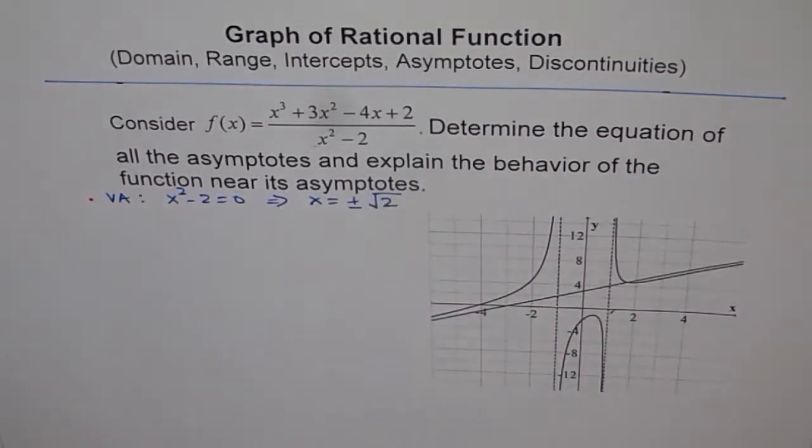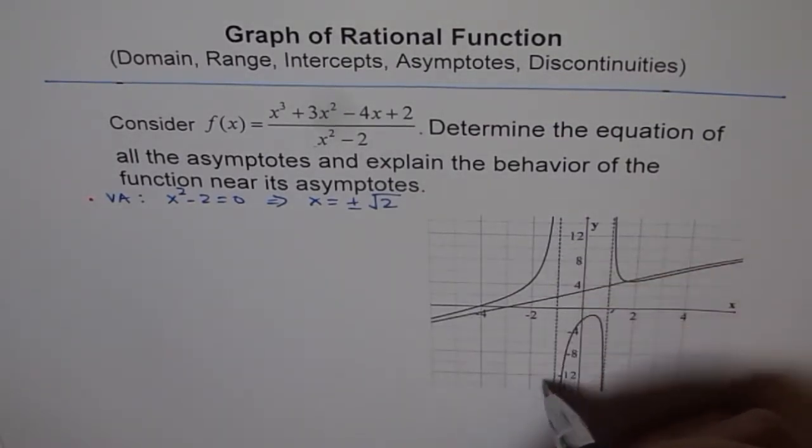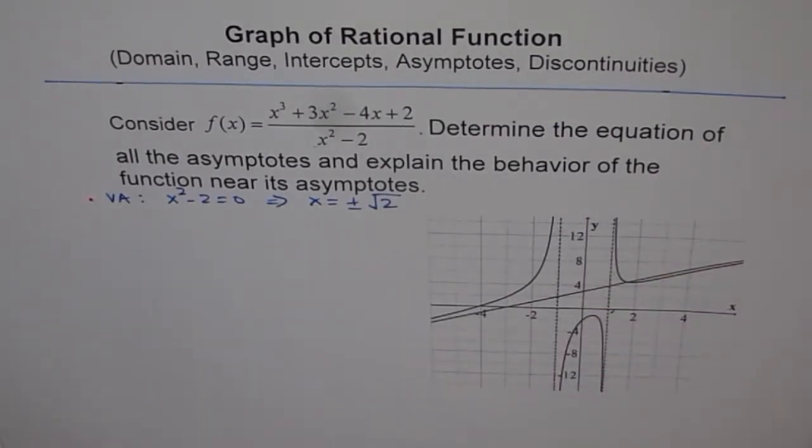So we know there are two vertical asymptotes, and in this case these are dotted lines going at plus and minus square root 2. Okay, so these are your vertical asymptotes, correct?